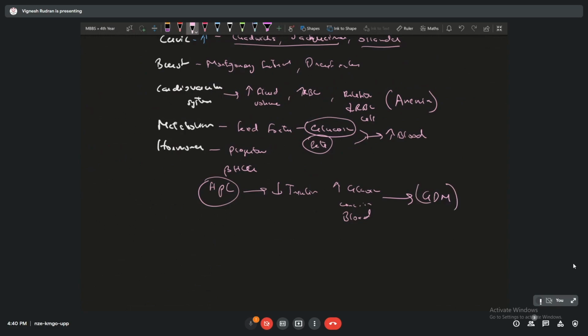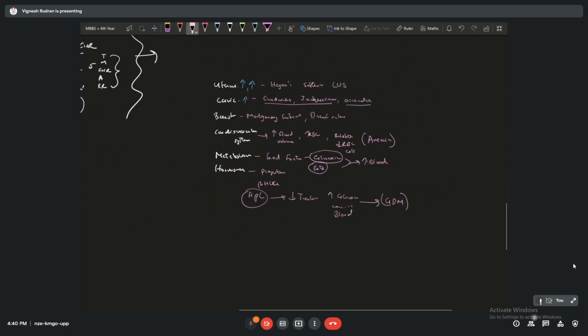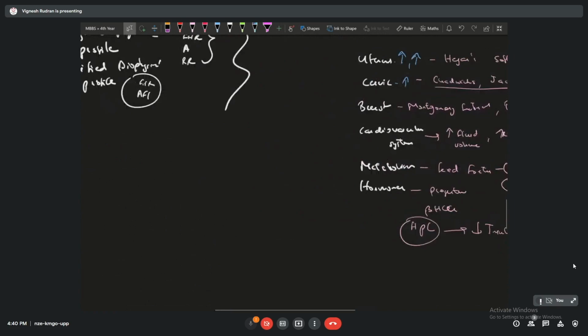Alright, so I hope this is very clear to everyone, and these are all the various changes which happen during pregnancy. Diagnosis of pregnancy is using your beta HCG. Beta HCG is a maximum carbohydrate-containing molecule. It has two units, alpha HCG and beta HCG. Your alpha HCG is similar to your LH and TSH, so it is not very specific, but beta HCG is unique, so that's why we use that.